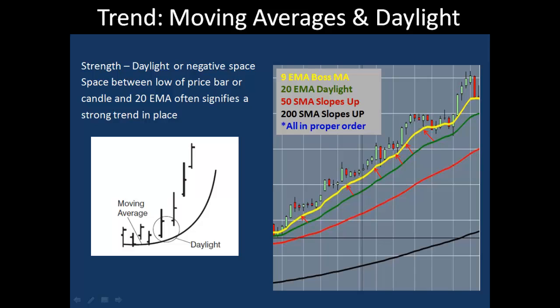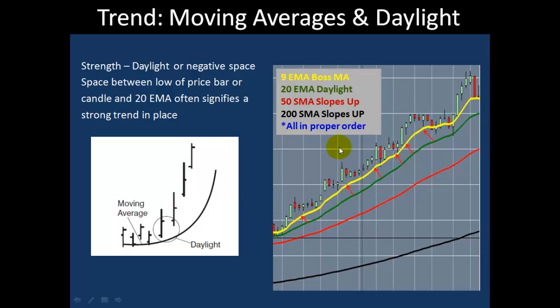Now let's look at price in relation to the moving averages from a different perspective. A sign of strength is when you have a negative space, also sometimes known as daylight, between the low of the price bar and the moving average. This will often signify a really strong trend in place. So here you've got this moving average, it's sloping up, which we just went over and is a sign of strength. But then you've got the space between the moving average and the price bar. Notice it's opening up and it's widening. That's a sign of strength.